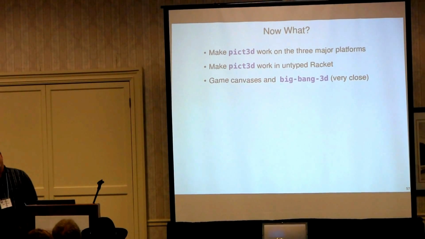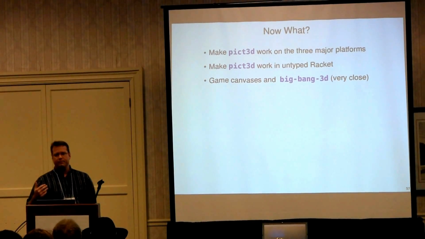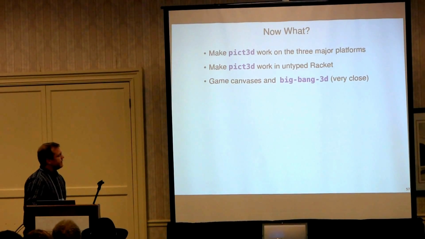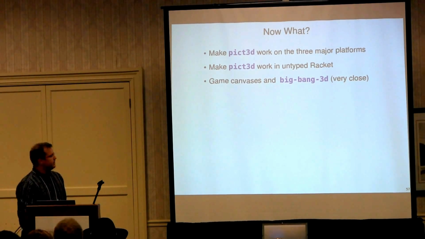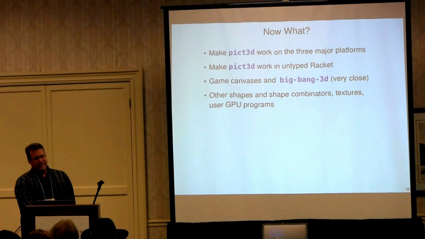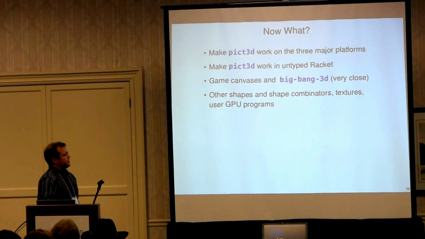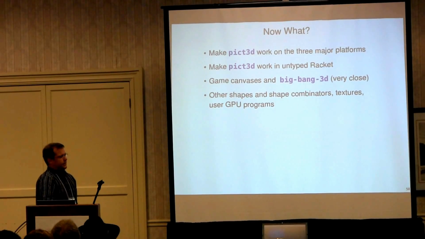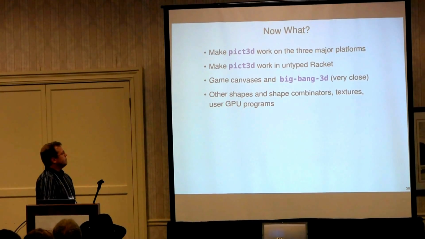Let's see. I have a picked 3D canvas. I'd like to do game canvases which keep track of which buttons you're holding down and things like that. And I'm very close to making a Big Bang 3D, or actually, since now I've seen Jay's talk, I want to try it his way. That looks very cool. Other shapes and shape combinators. Right now I have triangles, spheres, and rectangles. I have no textures because I don't know of a good human interface for putting textures on things in a procedural way.